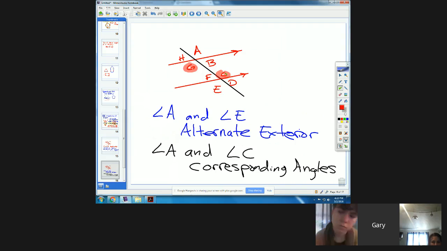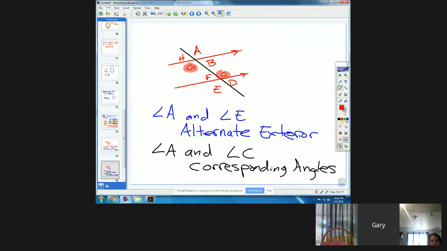What might we call those? Are they alternate? The black line, opposite sides. Yes. Are they alternate corresponding? No, they're not corresponding. They're not in the same position. They're flipped, right? Are they inside or outside the parallel lines?